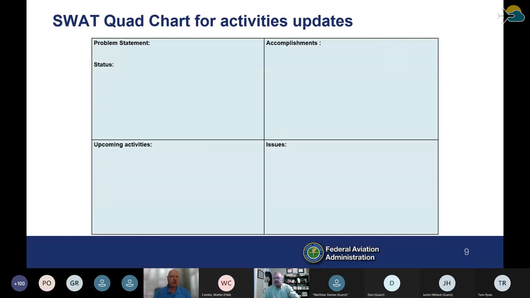And just to show everybody that we use a typical quad chart, we have 2-hour meetings about once a month with the entire team. So to make sure we try and get through an outbrief from each of the SWATs, we gave them a quad chart to fill out. And we asked them to list their problem statement, the accomplishments since the last meeting, any upcoming activities, and issues they may need us to raise to senior leadership or for other parts of the entire COI to listen to and provide suggestions to. And we give them about 5 or 6 minutes to go through their update each meeting. Next slide, please.